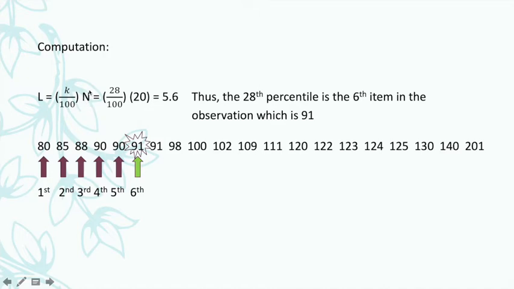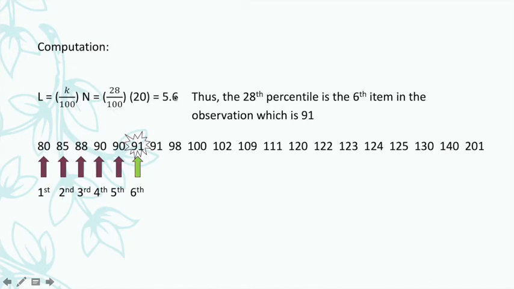So N here is still 20 because there are 20 entries. And our K here is 20 because we want to get the 20th percentile. So if we execute this operation, 28 over 100 times 20, that's 5.6.